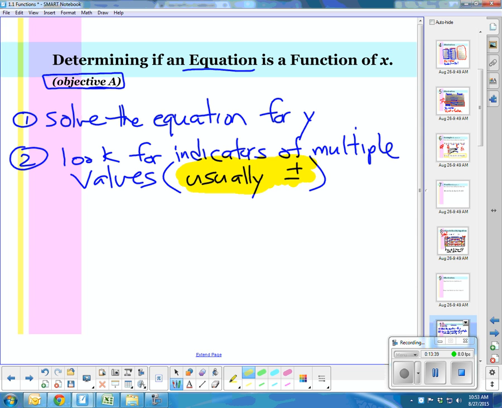So if you solve for y and you end up with a plus minus, the general idea is that it is probably not going to be a function. So solve the equation for y. If you don't remember what that means, you've got to rewrite the equation so that you isolate the y by itself in the equation.